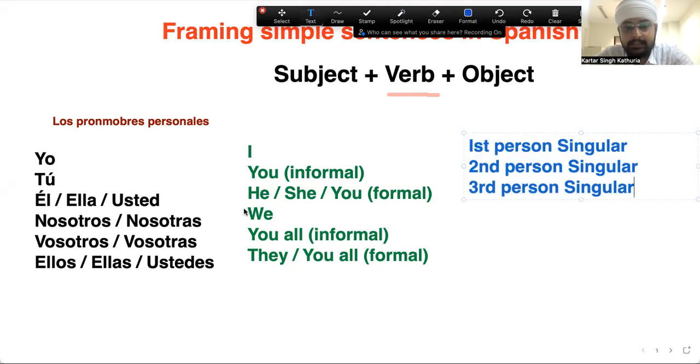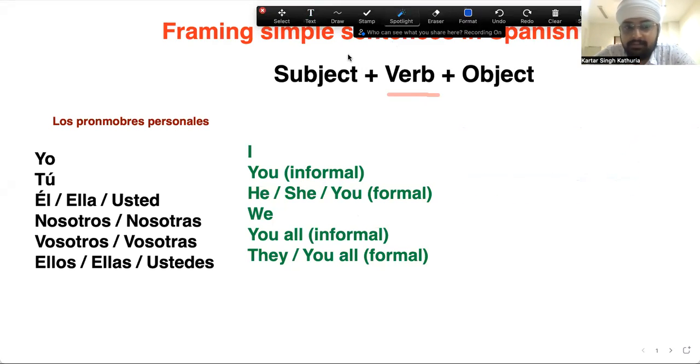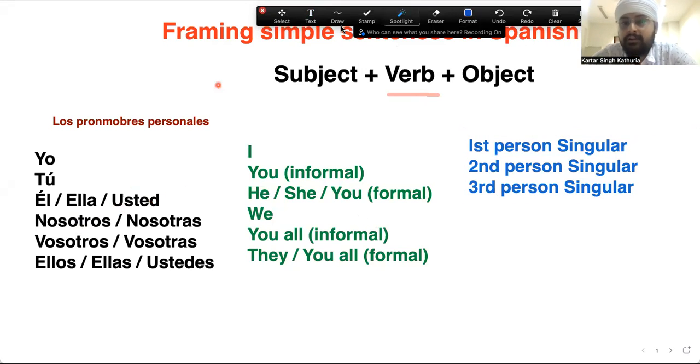But usted, you formal, is a second person singular, because I'm talking to an adult who is much older than me, or just to show respect, but it's only second person. Then why have we written it here? We will understand, because it takes the form of the third person conjugation of the verb. We will see that subsequently.